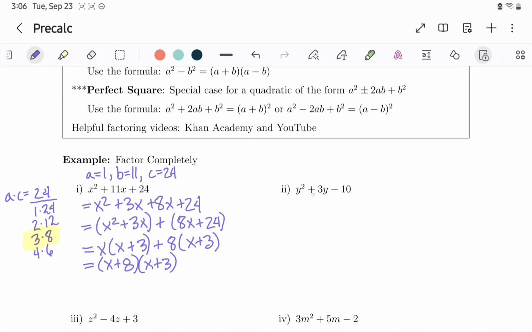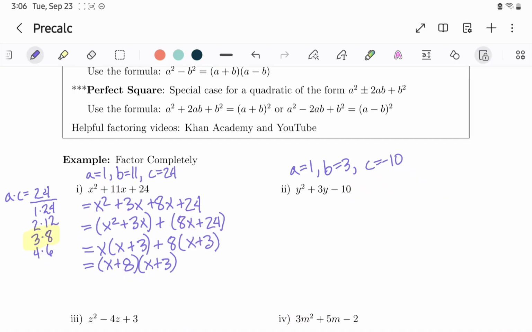All right, for our second example, we have y squared plus 3y minus 10. So again, we're going to be like, okay, a is equal to 1, b is equal to 3, and c is equal to negative 10.